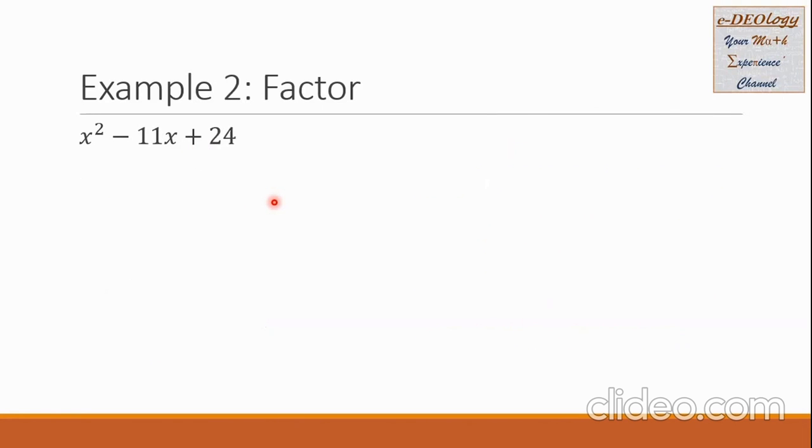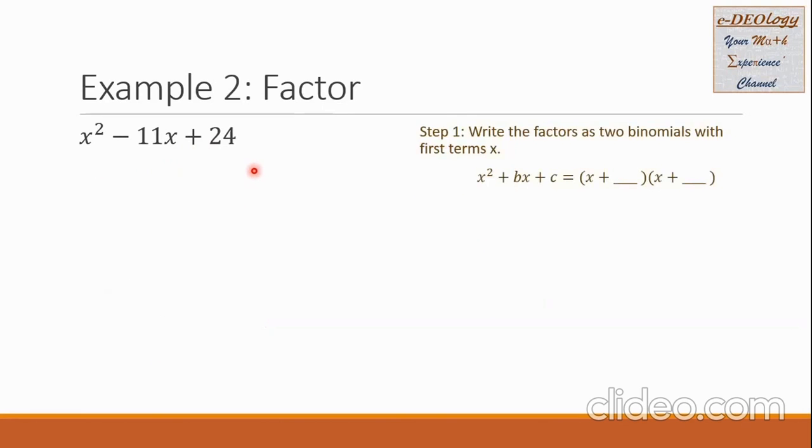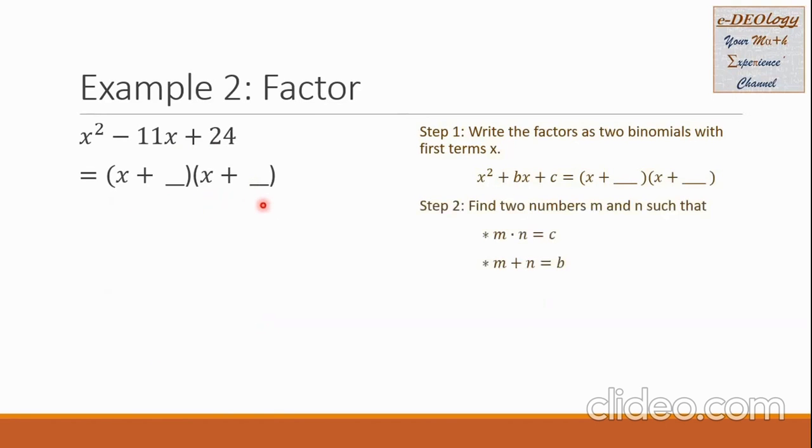Let us have example 2. Factor x squared minus 11x plus 24. Step 1. Let us write the factors as two binomials with first terms x. So x plus blank multiplied by x plus a blank. Step 2. Let us now find the two numbers m and n.